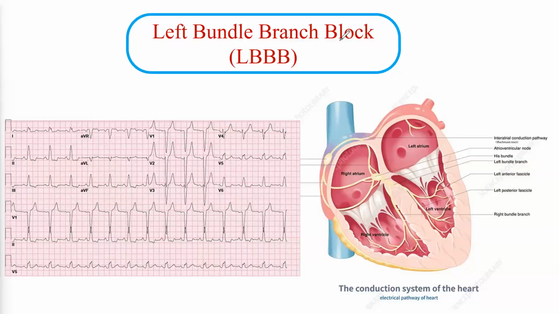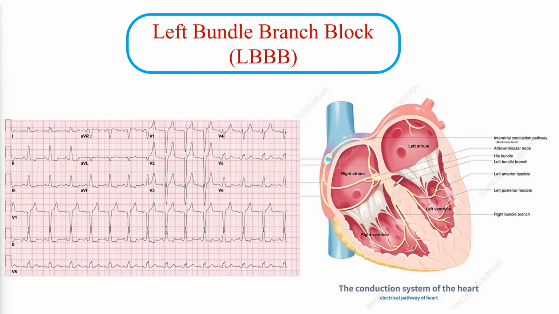In this video, we'll talk about and understand the pathophysiology of left bundle branch block. Now, in normal cardiac conduction, we remember that there is the SA node that generates electricity, and the impulses will travel through the atria to the AV node, where the impulse will be delayed a little bit, and after that will be conducted to the bundle of His.